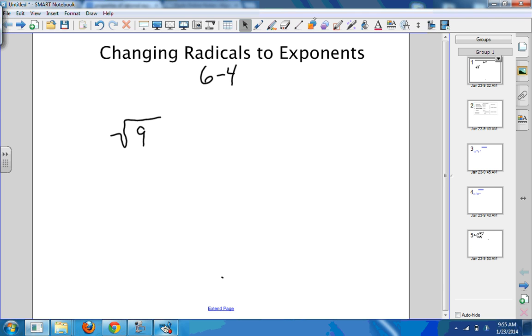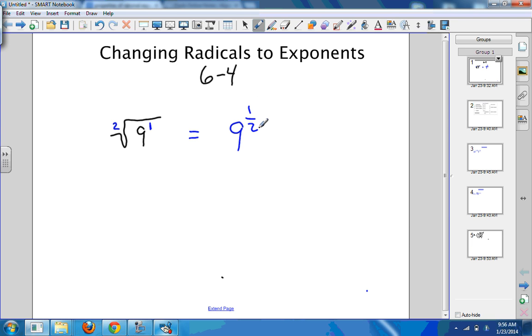And it kind of has to do with invisible numbers that exist in math. So we know that this is 9 to the first power, right? And this is a square root, so there is an invisible 2 here. I can rewrite this instead of the square root of 9. It's the same thing as 9 to the 1/2 power.